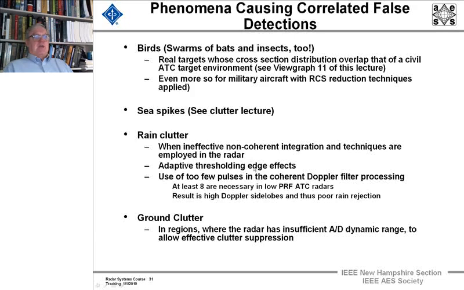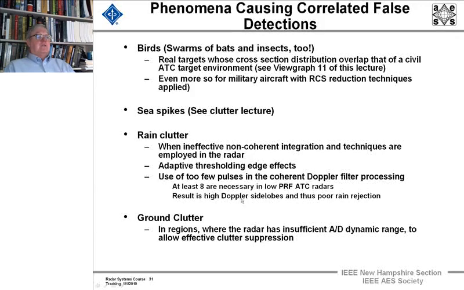Edge effects on adaptive thresholding, where you have the region at the edge of a rainstorm, can lead you to false alarms. Use of too few pulses in a coherent Doppler processing filter. At least 8 to 10 are necessary in low PRF air traffic control radars.